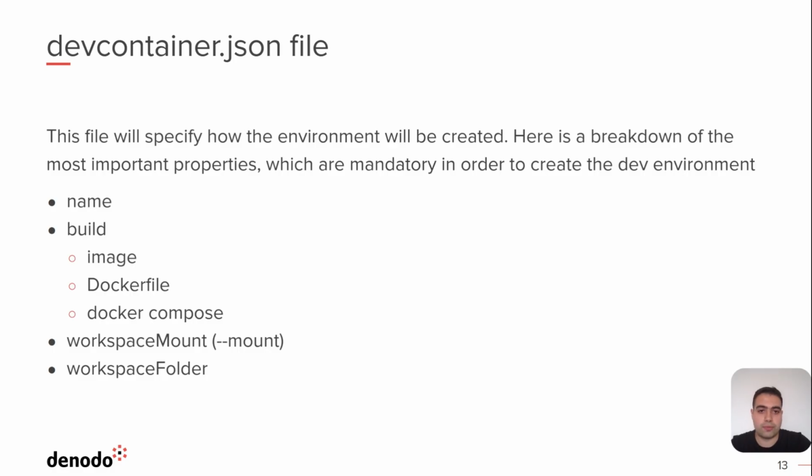The devcontainer.json file specifies how the environment will be created. Here some important properties are the name of the dev container, the build type, which can be a plain Docker image, Dockerfile, or a Docker Compose structure, the workspace mount, which overrides the default mounting point for the code repo when the container is created. It kind of works as the --mount option in Docker if you execute it from the terminal. And the workspace folder, which specifies the directory where the IDE will start.